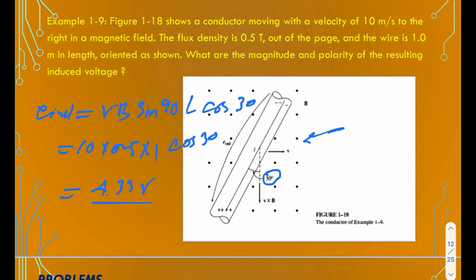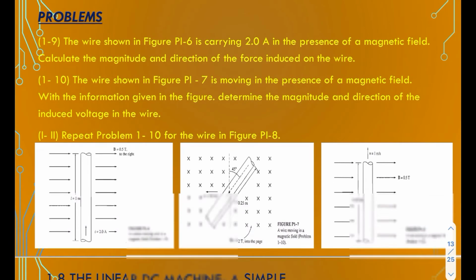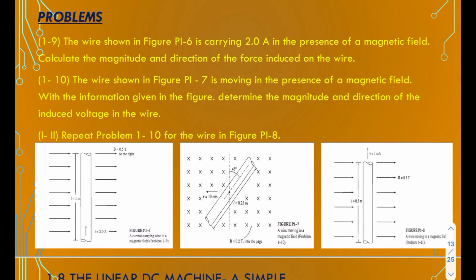What about the polarity? This voltage in a wire moving in a magnetic field is fundamental to the operation of all types of generators. So the positive will be at the bottom here by using the right hand rule. Here we have problems you have to try to solve. 3 problems, 1.9, 1.10, 1.11, with the figures here. Just try to solve, okay, and I will send you the solution.